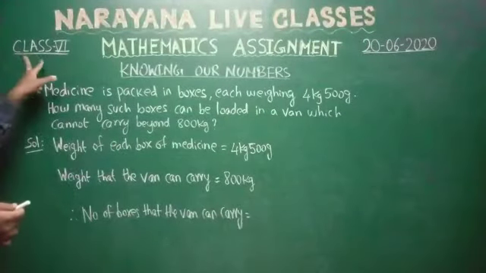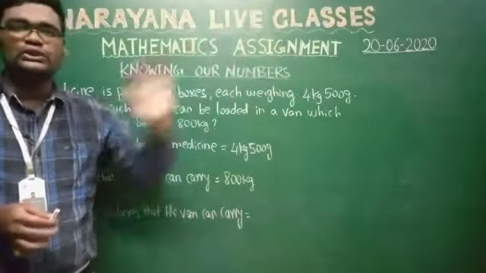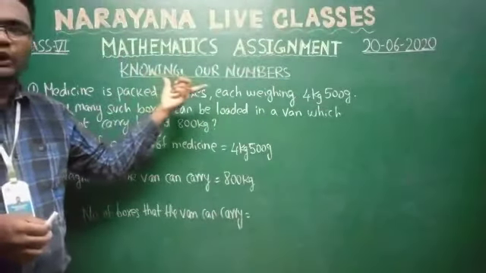Today I am going to discuss class 6 maths assignment 20th June solutions. Chapter name: Knowing Our Numbers.